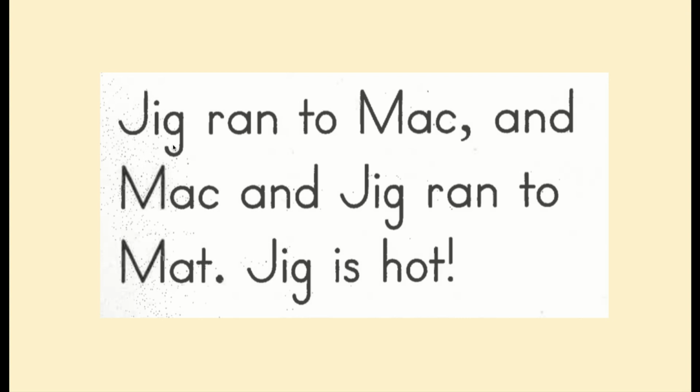We know that Jig now is a what? Is a pig. So maybe Mac is a little boy. Maybe Matt's a little boy. And Jig's running to Mac. And then Mac and Jig are running to the next little boy. And Jig is hot because Jig's a pig and he's running. So that makes a little more sense to us today. That's the end of our lesson today.